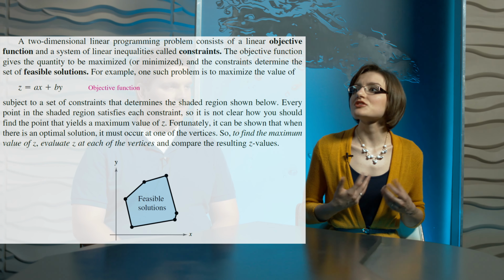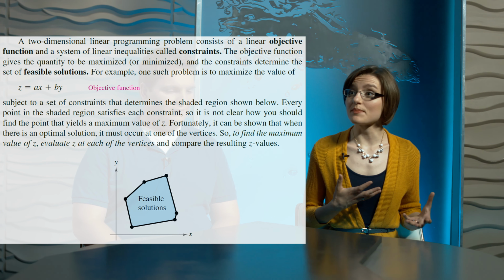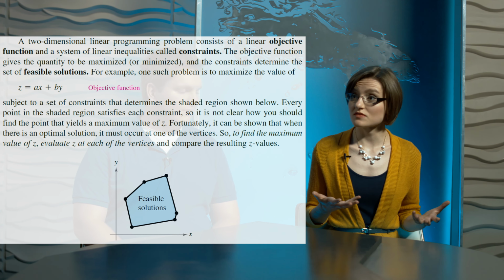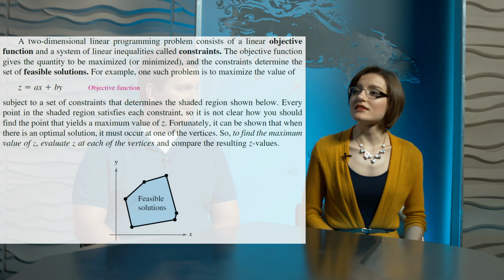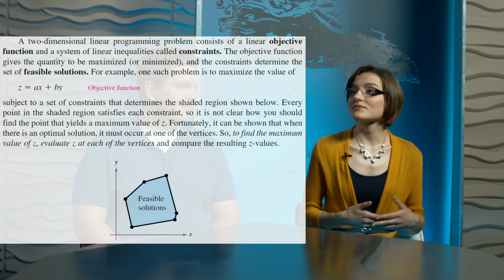All right, so the students are going to encounter two new terms. The objective function and constraints. The objective function is what they want to minimize or maximize depending on what the problem states or what the application is asking for. And then the constraints are just the restrictions on this objective function.